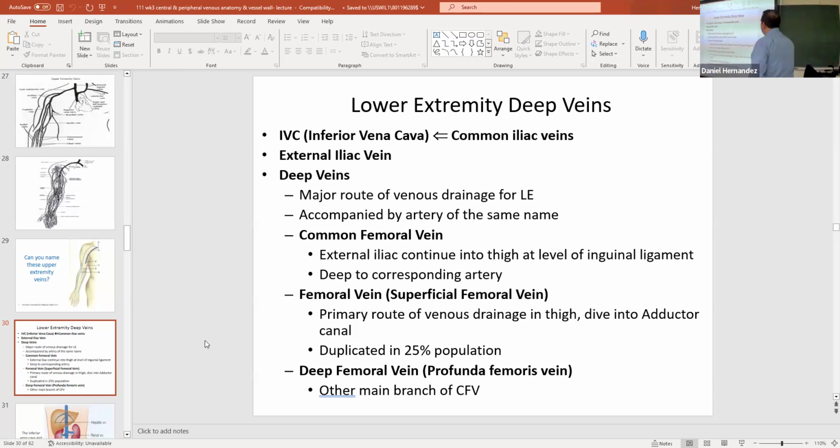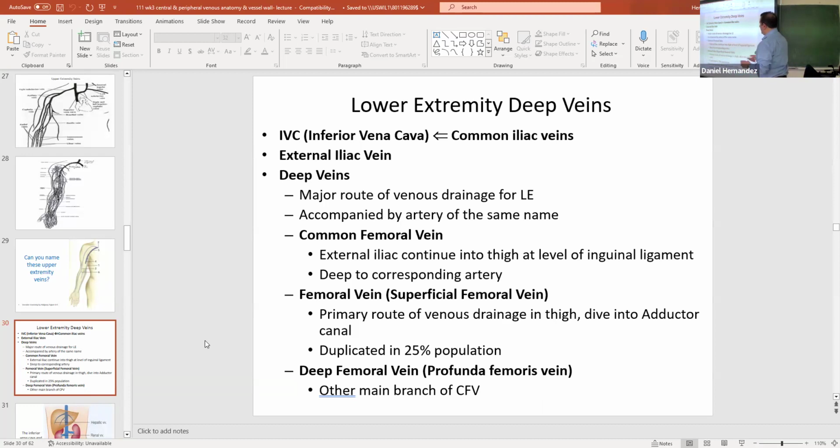For the legs, now we have the inferior vena cava. We said it's comprised of the coming together of the common iliac veins. The common iliac veins are formed by the external iliac and the internal iliac coming together. The external iliac is really the one that's responsible for draining the legs. So it is important, when we worry about the potential for blood clots or DVTs to develop, affecting the external iliac vein.